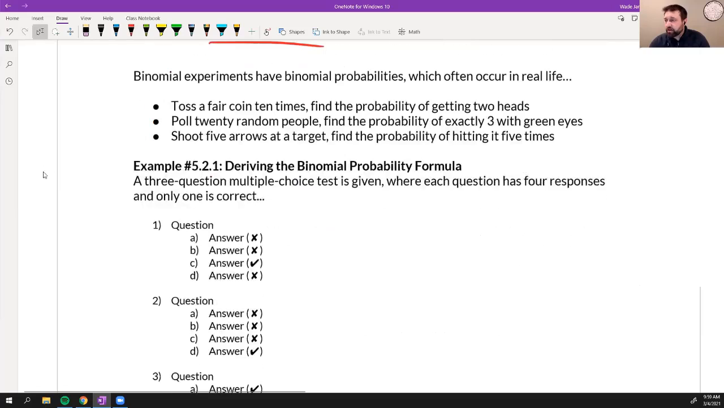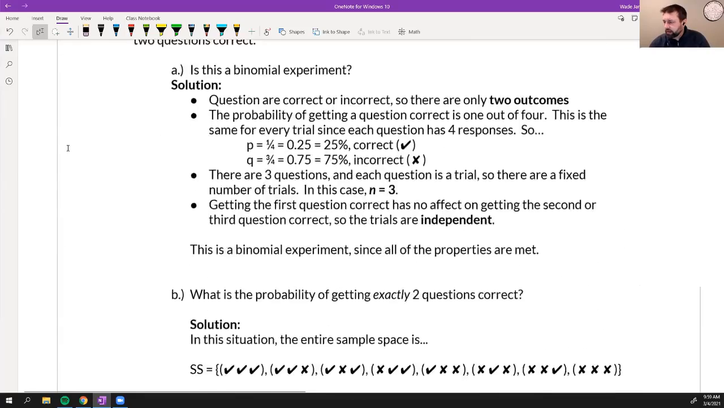Perfect examples of this are flipping a coin or polling people to see exactly how many of them have green eyes. Either you have green eyes or you don't have green eyes, or shooting arrows at a target and determining the probability of hitting the target. Either you hit the target or you don't hit the target, right? P and Q, binomial.